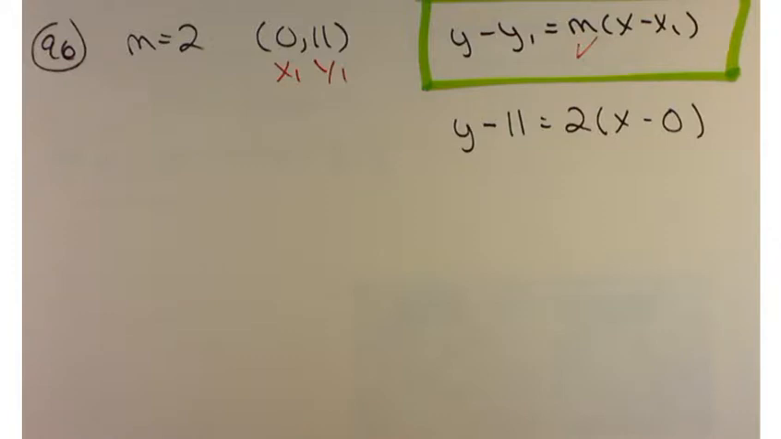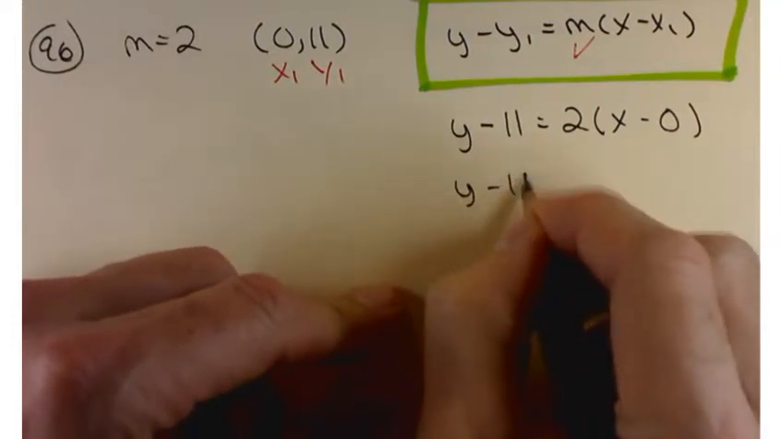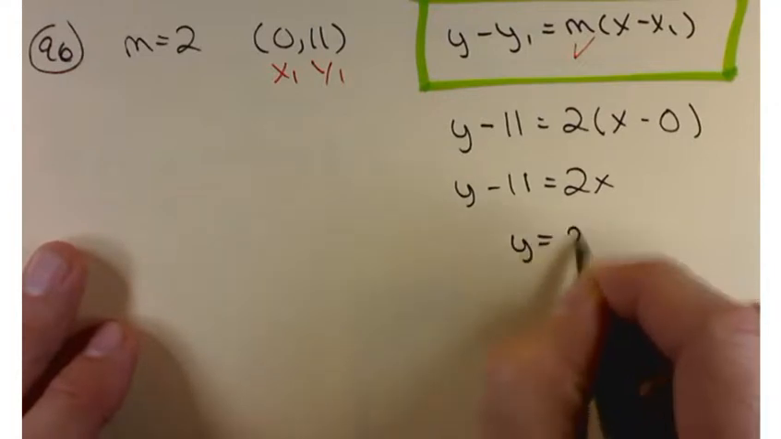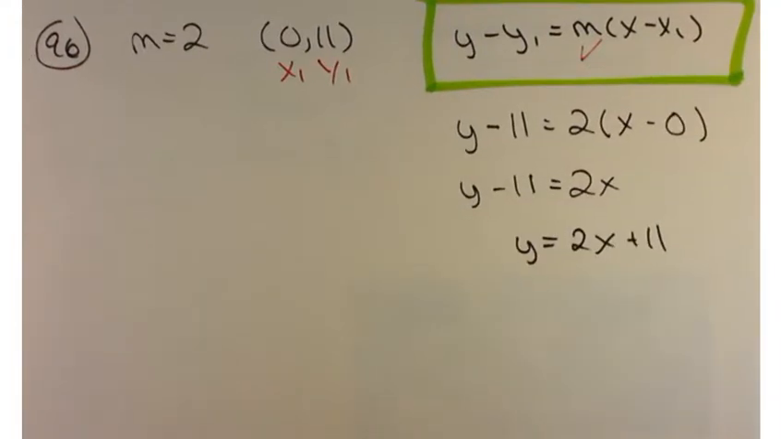Generally speaking, I'm going to ask that you solve for y in these equations. So on the right-hand side, I'll distribute the 2. Since 2 times 0 is 0, I'll just leave that off. And last but not least, I'll add 11 to both sides and get this in slope-intercept form. 2x plus 11. Yay.